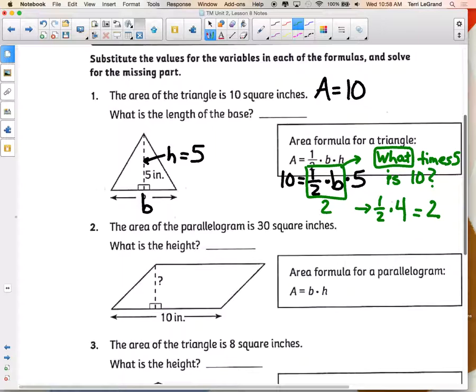So what's the length of our base? Right here, you better circle that. This is the important part, right here. It is 4, and what are we going to call it? What's its label? Inches. If the height is measured in inches, so is the base measured in inches. It is 4 inches. The base is 4 inches long.